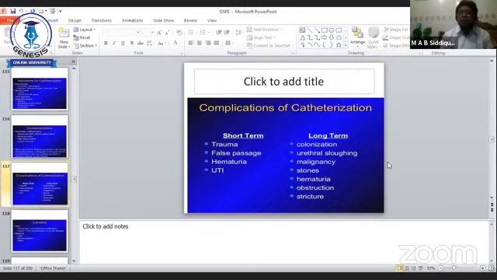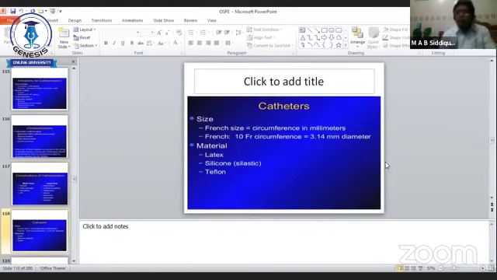And long term complications may be colonization of the bacteria, urethral slapping, malignancy, stone, hematuria, obstruction, and stricture. These are the complications of catheterization. It may be a question: what are the complications of catheterization?